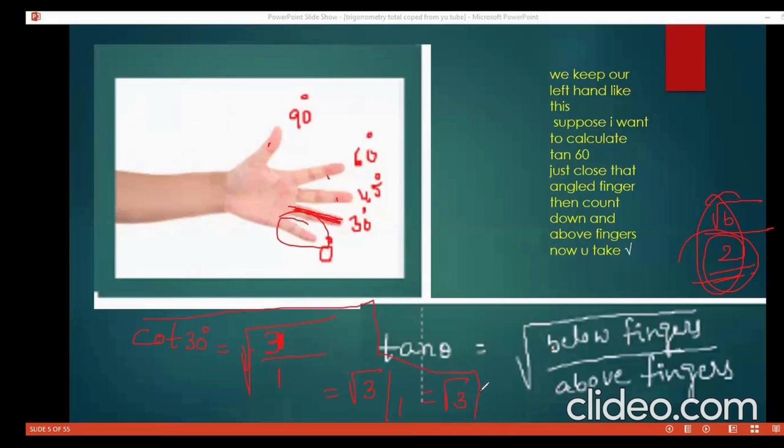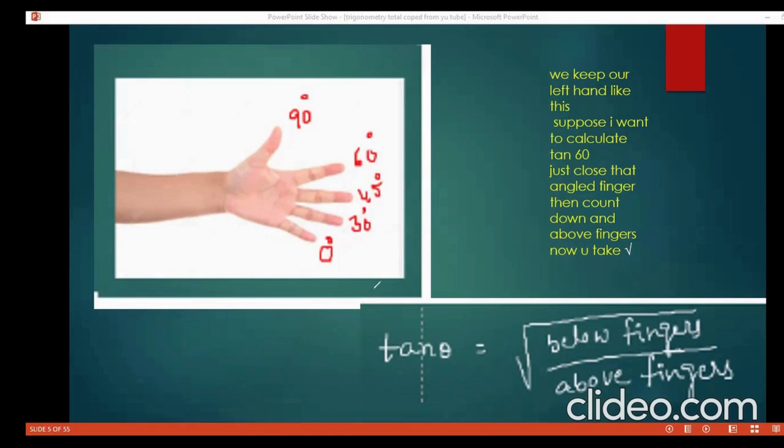Got it? Root of above fingers. Above fingers are 3 and below fingers are only 1. We are calculating 30. Above fingers 3 and below fingers for 30 only 1, right? So, root 3 upon 1, which is equal to root 3. In this way, we can easily calculate all the trigonometric ratios of these standard angles 0, 30, 45, 60, 90, all 6 trigonometric ratios.